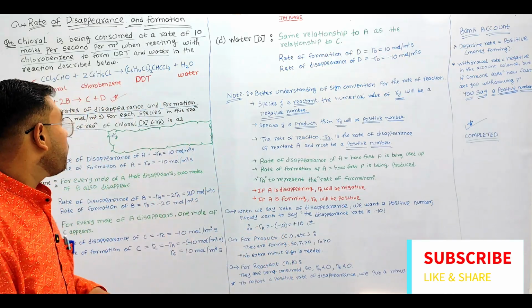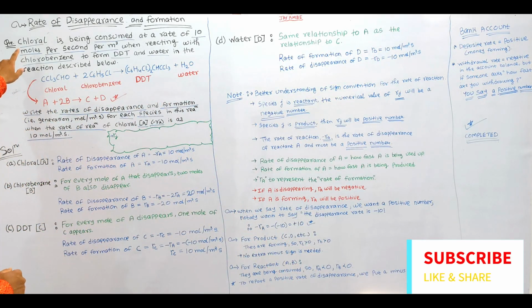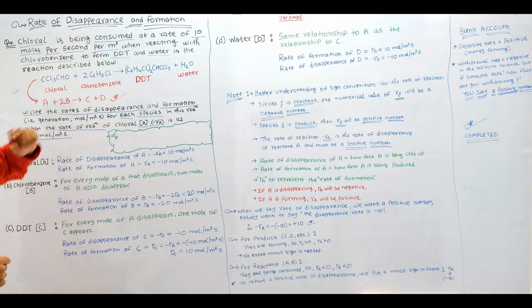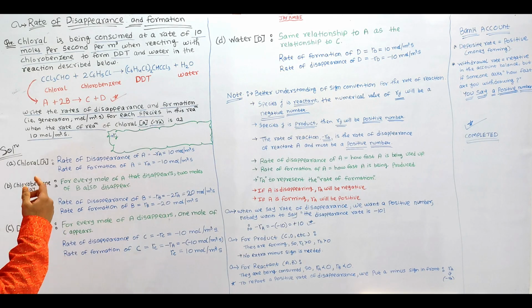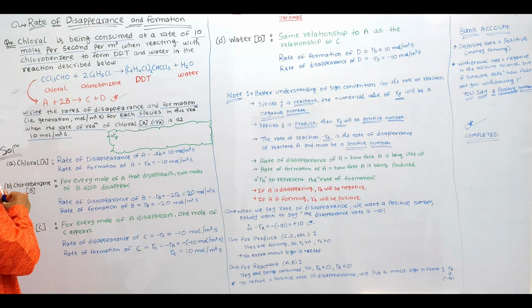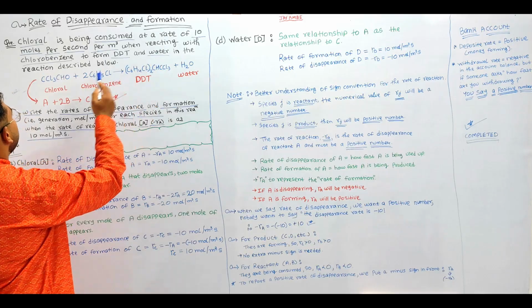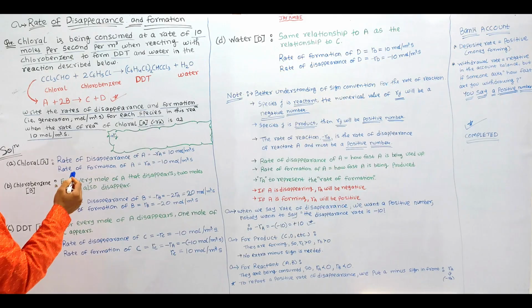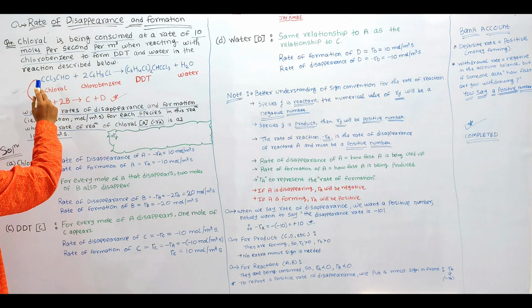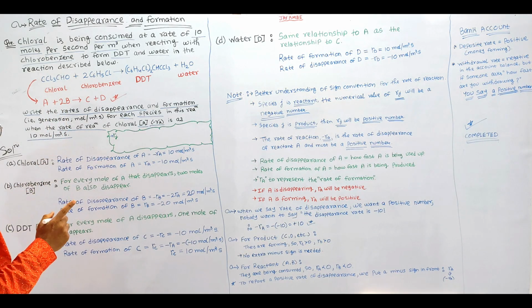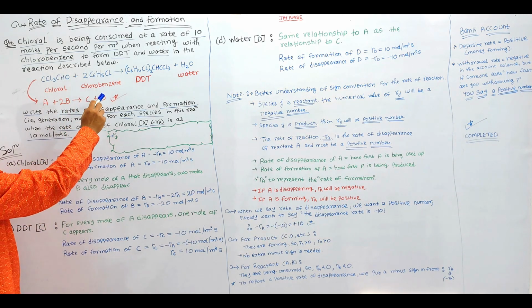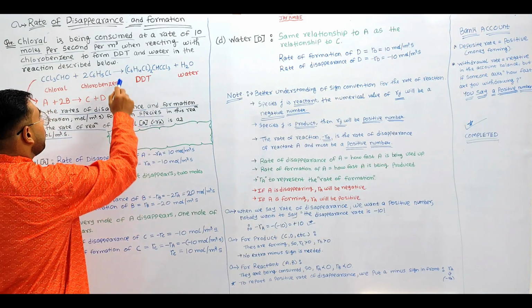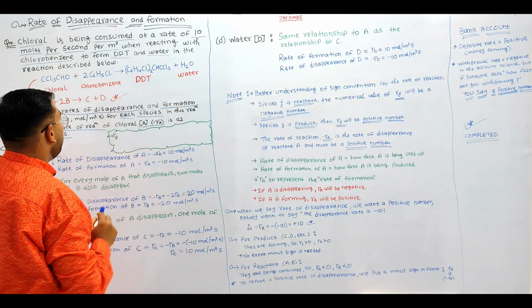So here we have a question. Let's say the topic is rate of disappearance and rate of formation, right? The question is: chloral is being consumed at a rate of 10 moles per second per meter cube when reacting with chlorobenzene to form DDT and water in the reaction described below. So we have been given the reaction, where 1 mole of chloral will react with 2 moles of chlorobenzene to form 1 mole of DDT and 1 mole of water, right?